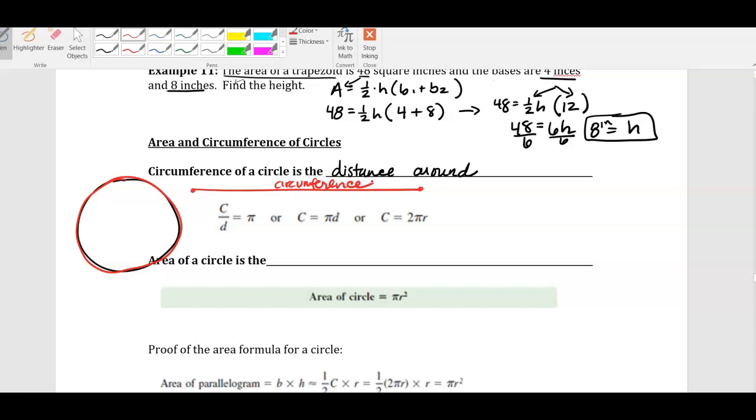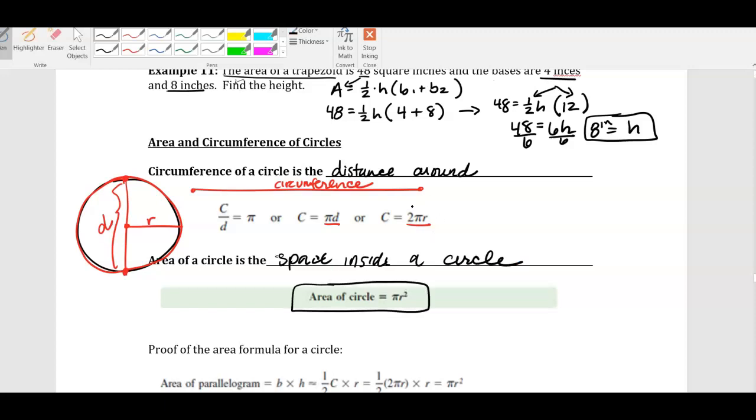And there's two different formulas, either pi times the diameter or 2 pi r. So the radius is the distance from the center to the outside. The diameter would be the distance from one side to another going through the center. So it just depends on what you're given. Whereas the area of a circle is not the distance, the area of the circle is the space inside a circle. Okay, and the formula for area of a circle is pi r squared. So I would add these to your formula sheets.